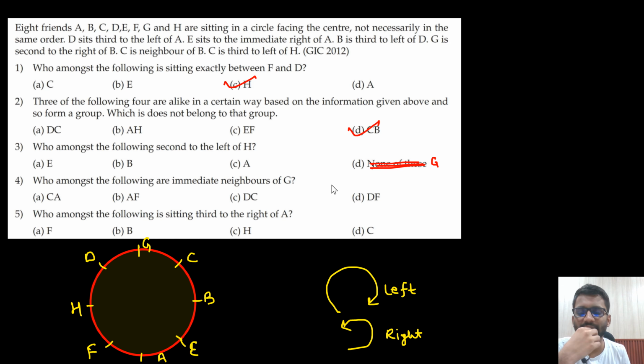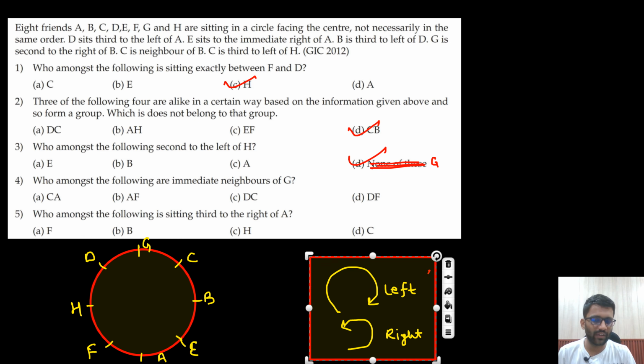Who amongst the following is second to the left of H? Second to the left of H. 1, 2. Second to the left of H is G. Left of H. This is left. So whenever you draw a diagram, this should be drawn first. This is the most important part. This you should draw very quickly.